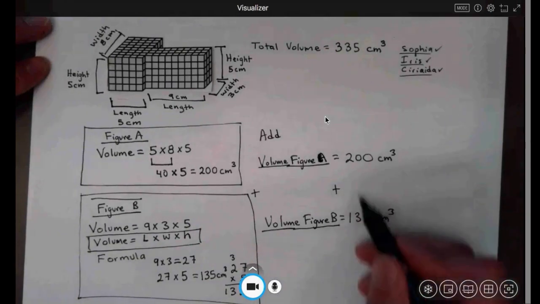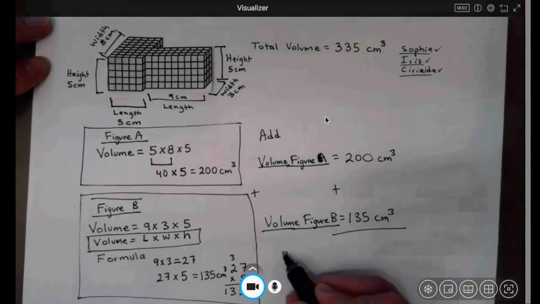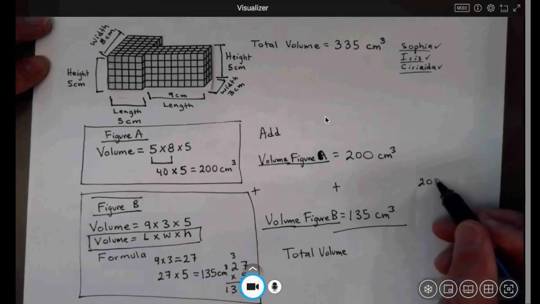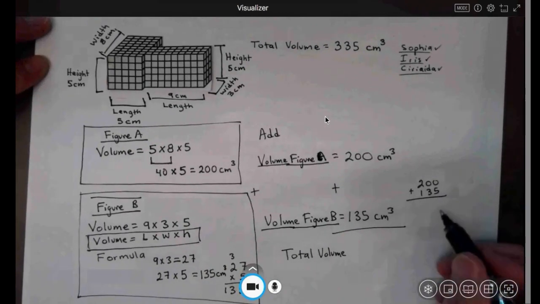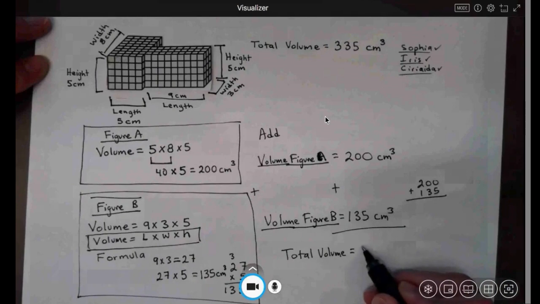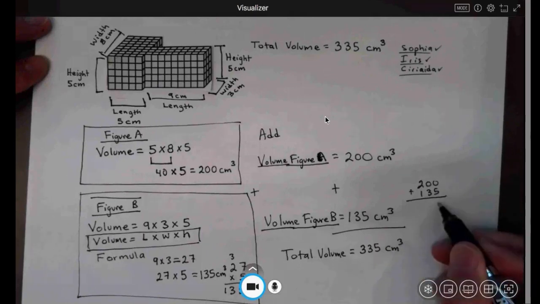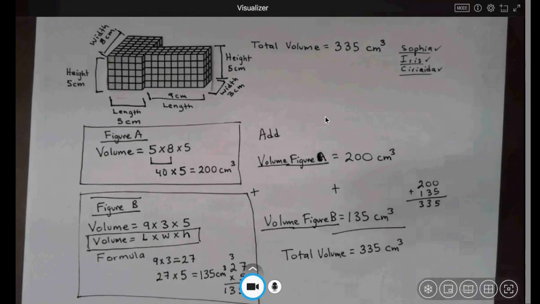So then when we add these, we're going to get what is called the total volume, right? The total volume. So when you get 200 plus 135 equals what? 335 cubic centimeters. And we did the problem here. That's it. All right, Araceli, great job. So if you didn't have all these labels, please write those labels. That's going to get you into the 3+ category.